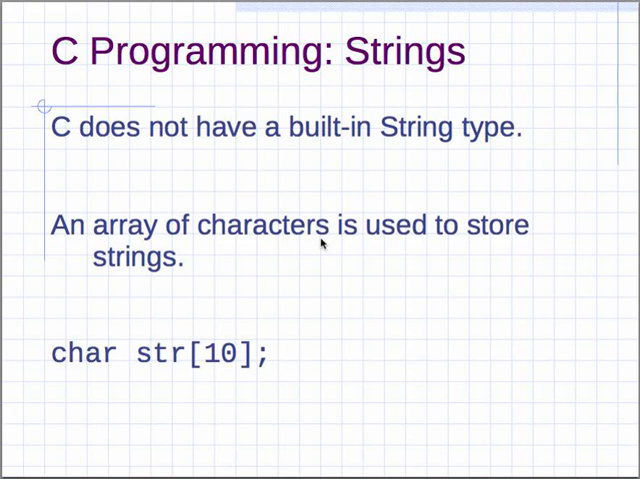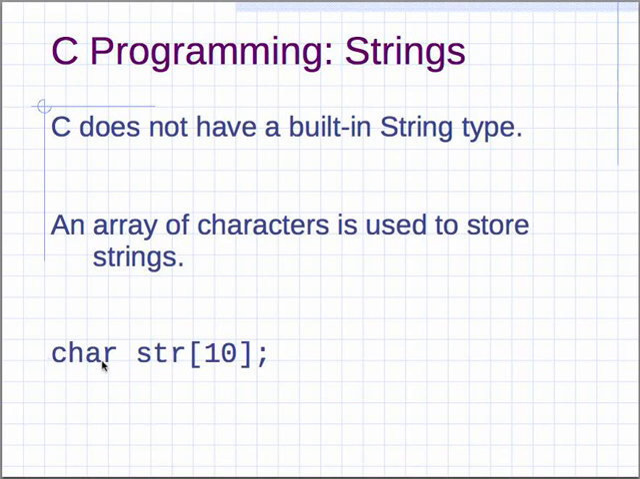In the last video we saw how strings are declared. Remember that C does not have a built-in string type. There is no string class. There is no variable of type string. What we use is an array of characters. And so if you wanted to define a string, this is what you do.